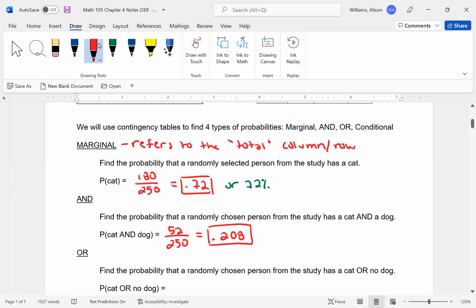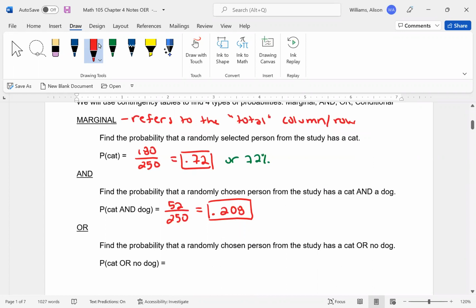Now, or is where it gets kind of tricky. With an or probability, we have to worry about shared information. So we have to worry about overlap. You have to pay attention to where we have overlapping information. So let me show you an example. We want to look at the probability that somebody has a cat or has no dog. These are two different scenarios. We want to find the probability that somebody has a cat or they potentially just don't have a dog.